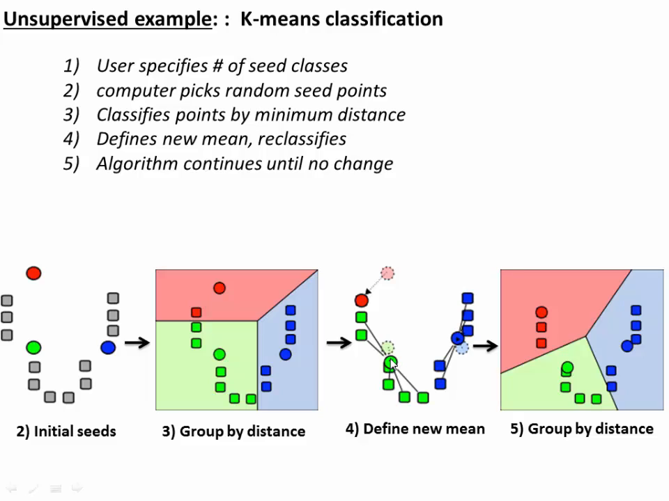Then it's going to run the classification algorithm again. And this time, this pixel is now going to be in the red group, whereas there's no change between the blue and the green. And it will repeat that redefinition of the mean and reclassification until there's no change. And then the groups have been optimized for their spectral differences.